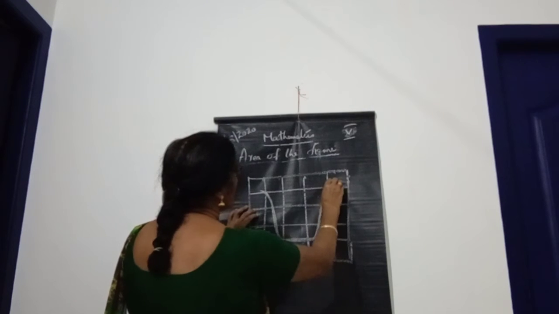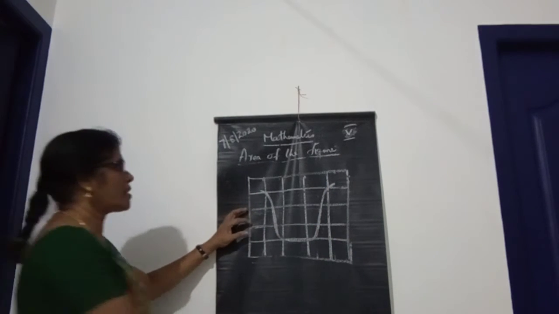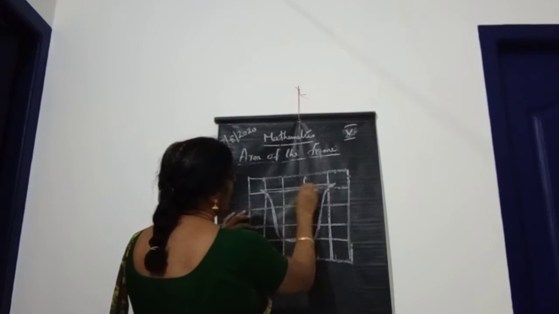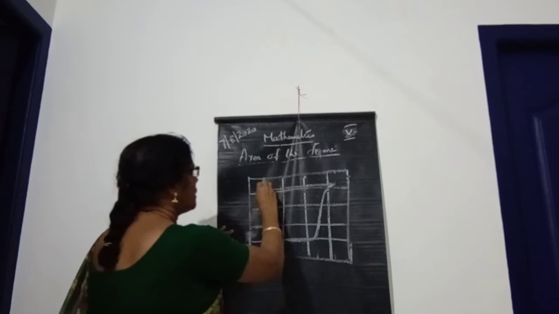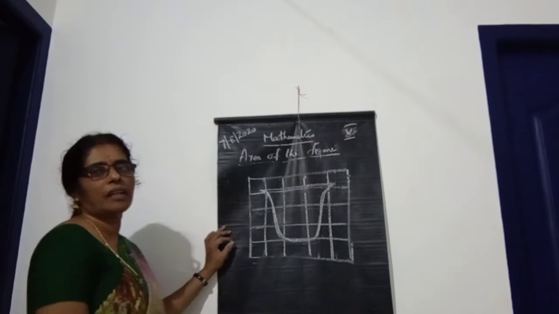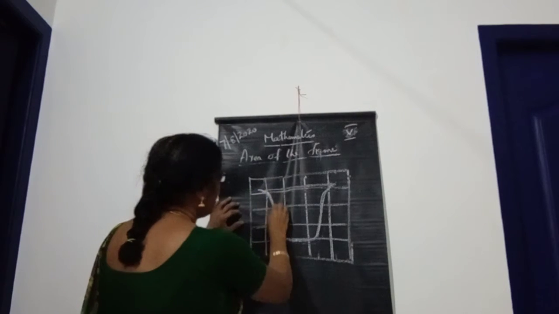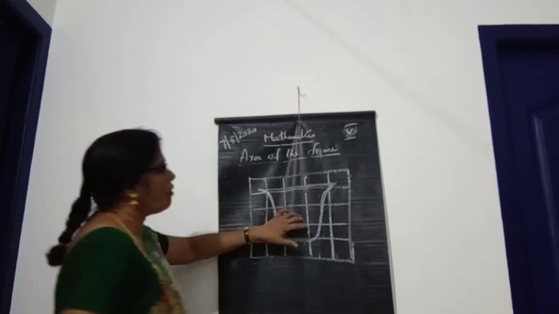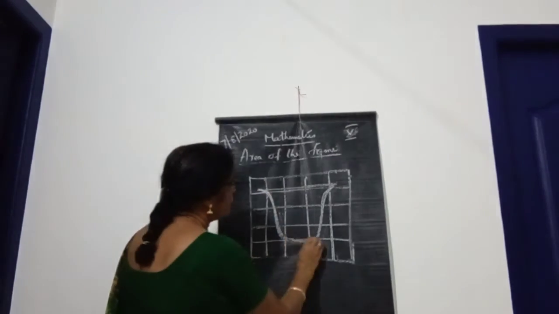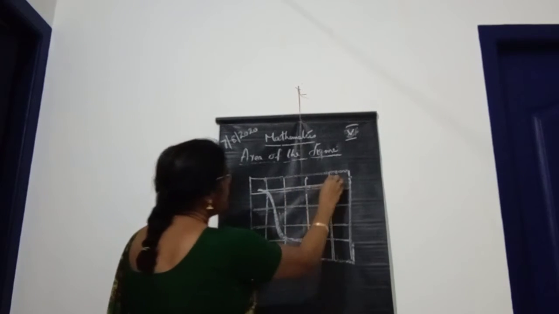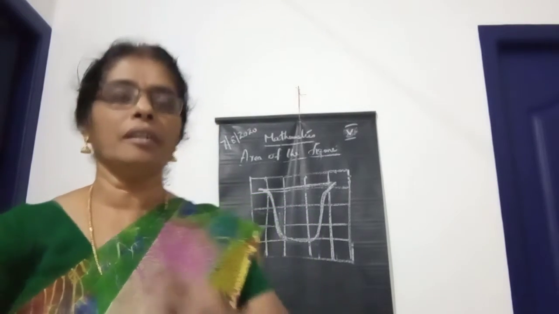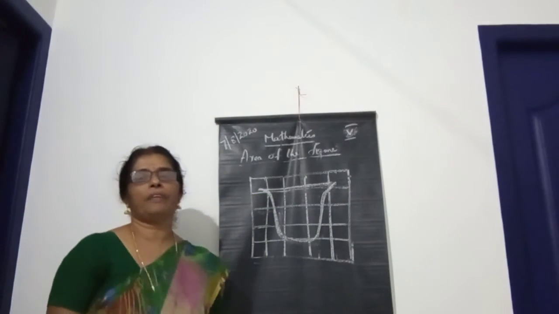We can take this as a figure, or we can take it as a vessel or a tank. We want to find out the area of this figure. This one is the figure, so we have to find the area of this figure. How can we find out the area of the figure? So how can we find out that, children?